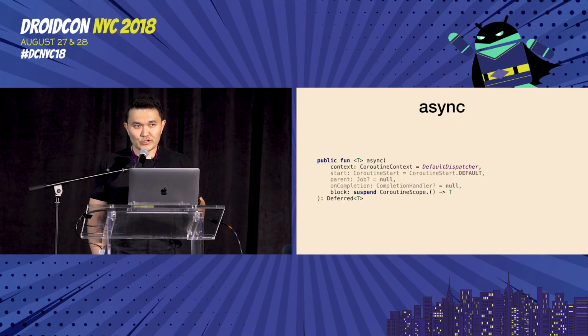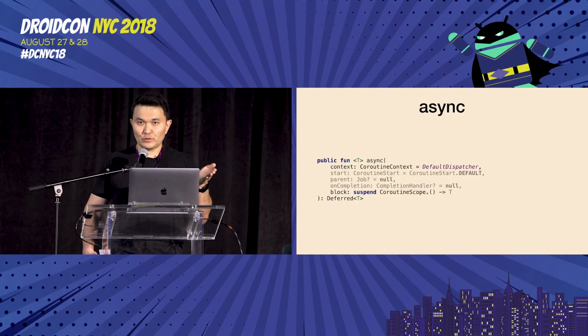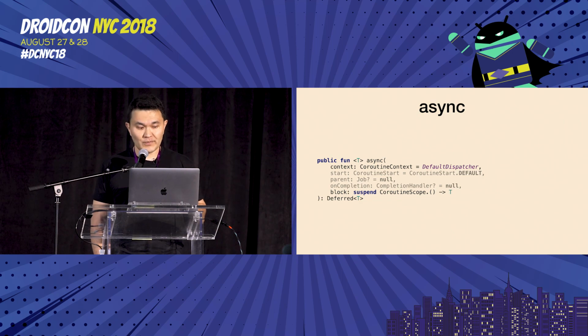So any function that calls suspending functions has to be suspending. That means that in order to be able to jump into the coroutine world, into the suspending world, we need to have this jump off point. And that's what coroutine builders do for us. They allow us to call suspending functions. So async is one of them.